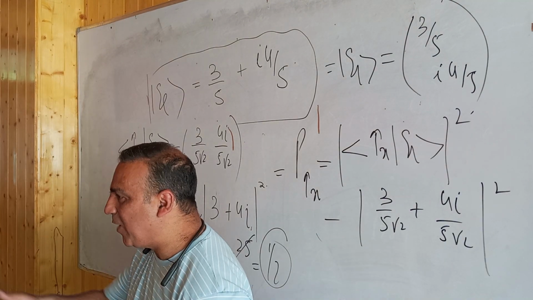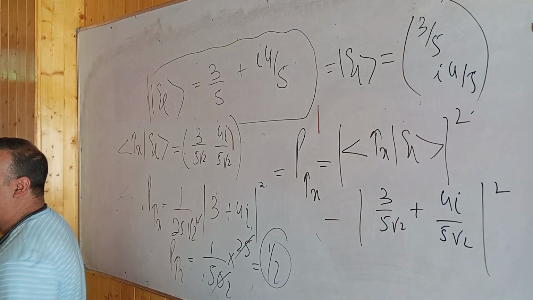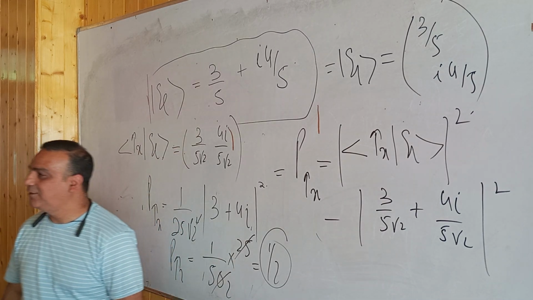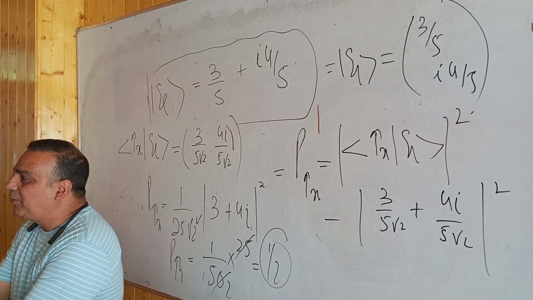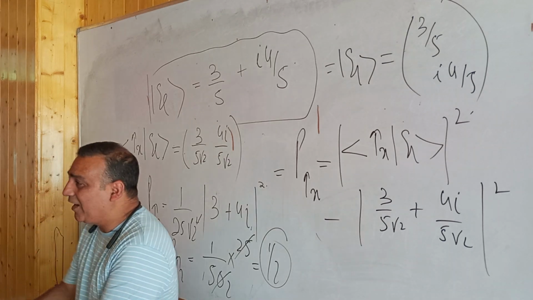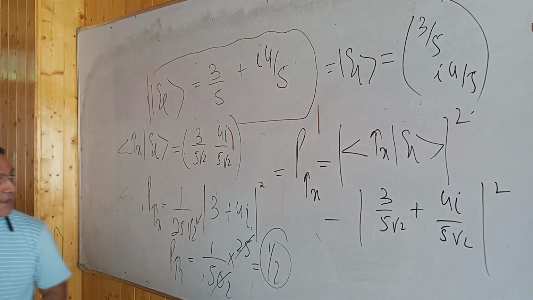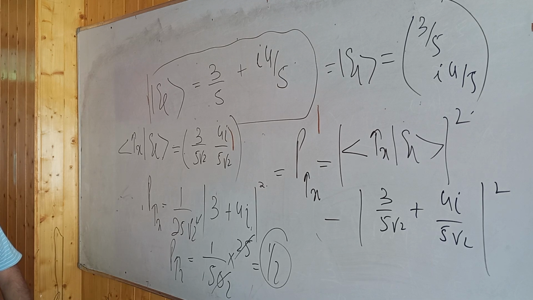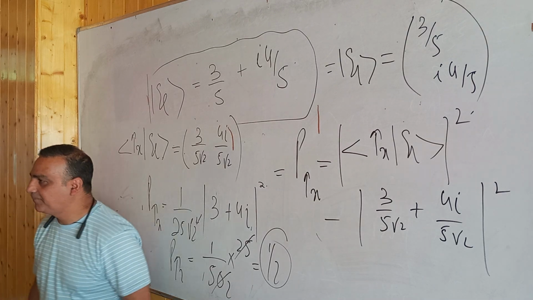Now solve the next part of it. I want you to calculate the probability of getting spin down along x. Now we have to calculate the probability of getting spin down. Shall I rub this or shall I wait?